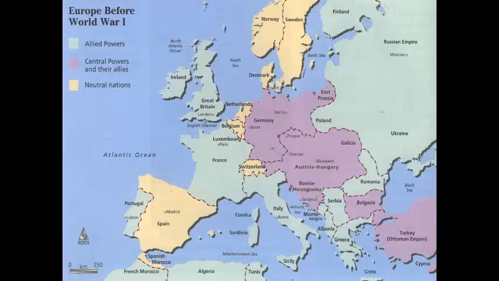You might also notice some neutral countries here. So countries like Switzerland, Netherlands, Belgium, Spain, they were not involved in the war. They decided to stay neutral. Not every country in Europe was part of an alliance or decided to join the war immediately.